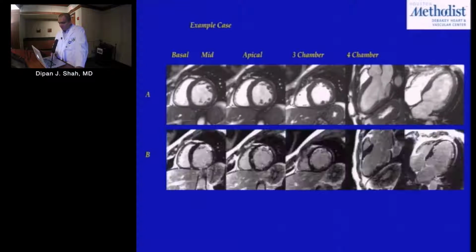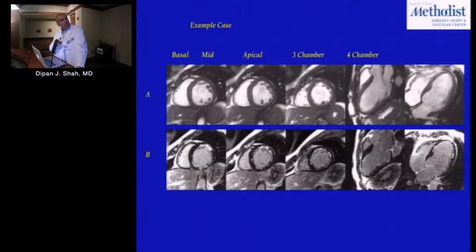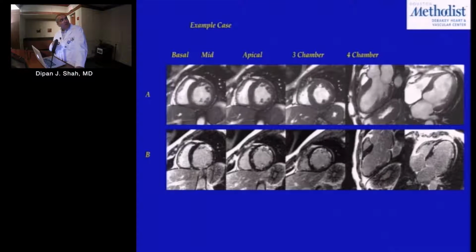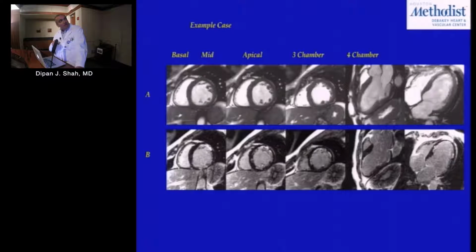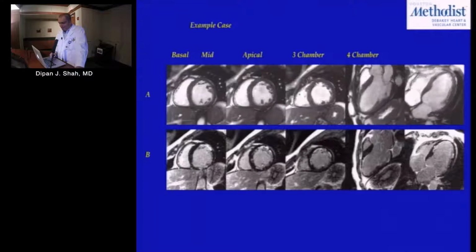Now, when you look at the delayed enhancement MRI, what you'll notice is that there's almost a transmural infarct here in the inferior wall, especially in the basal segment, as well as a pretty significant amount of infarction when you get down to the apical regions. But notice the lateral wall and the septum really show no to very little infarction present.